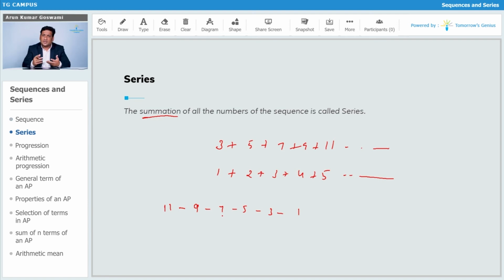It can be addition, it can be multiplication, it can be division, it can be subtraction. Okay, so these operations, if I use them on the sequence, they will give you the series.